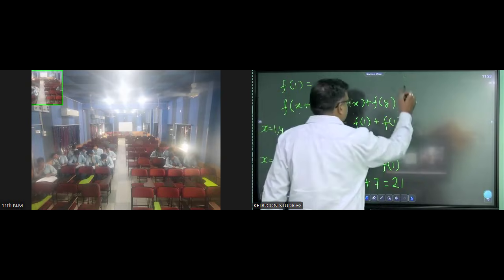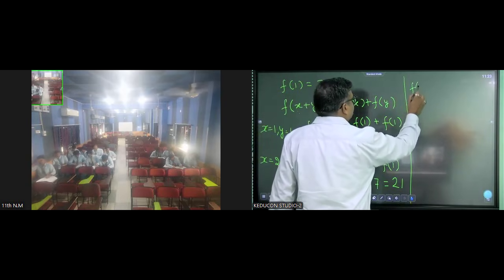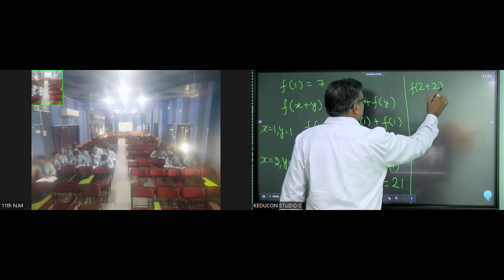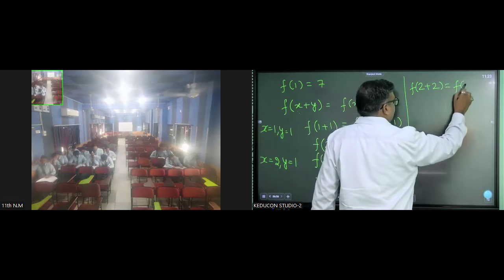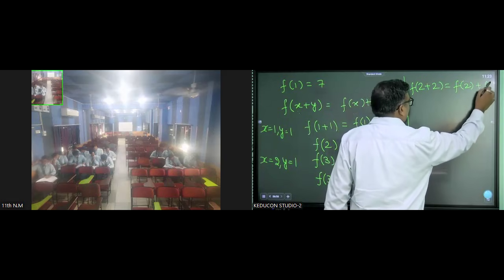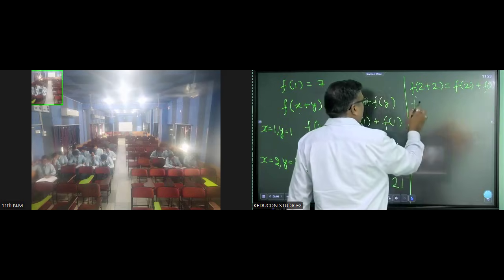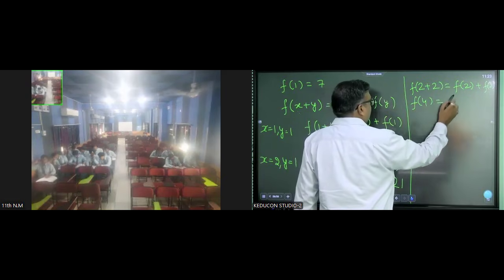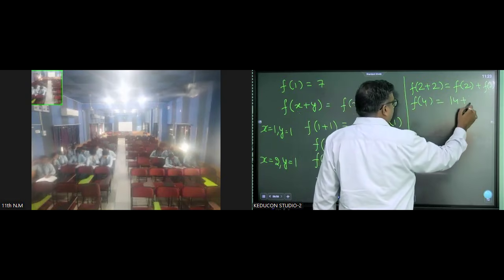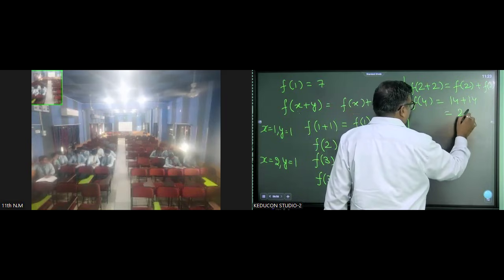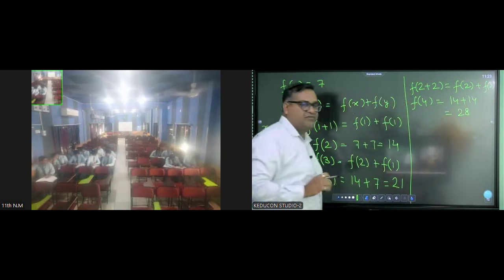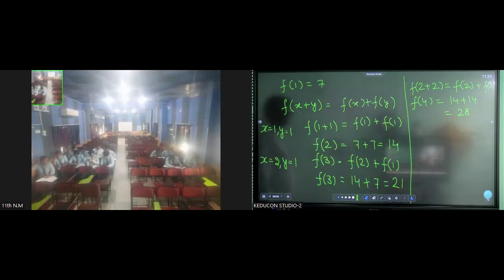Similarly, put x and y both as 2. So we got f2 plus f2. So f4 is equal to 14 plus 14, 28. So now we have got the value of f1, f2, f3 and f4. See how what we have to do now.